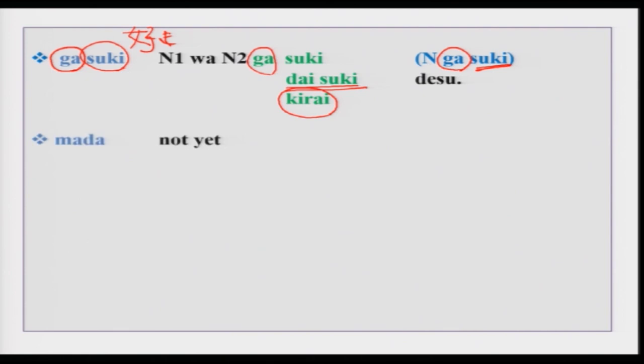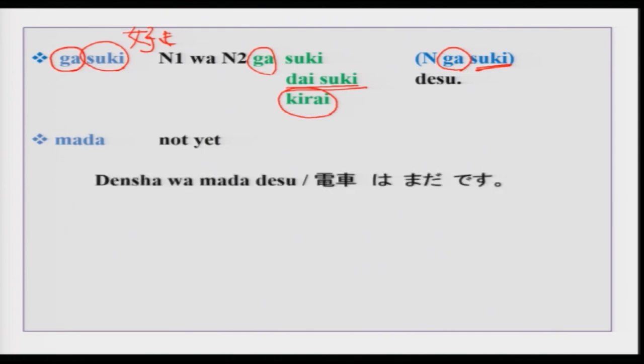Mada, not yet. Densha wa mada desu. Densha wa mada desu. It has not come as yet. Rao-san wa mada desu. Kaigi owarimashita ka? Iie, mada desu. Sensei class ni kimashita ka? Iie, mada desu. So, not yet. Yet to come.